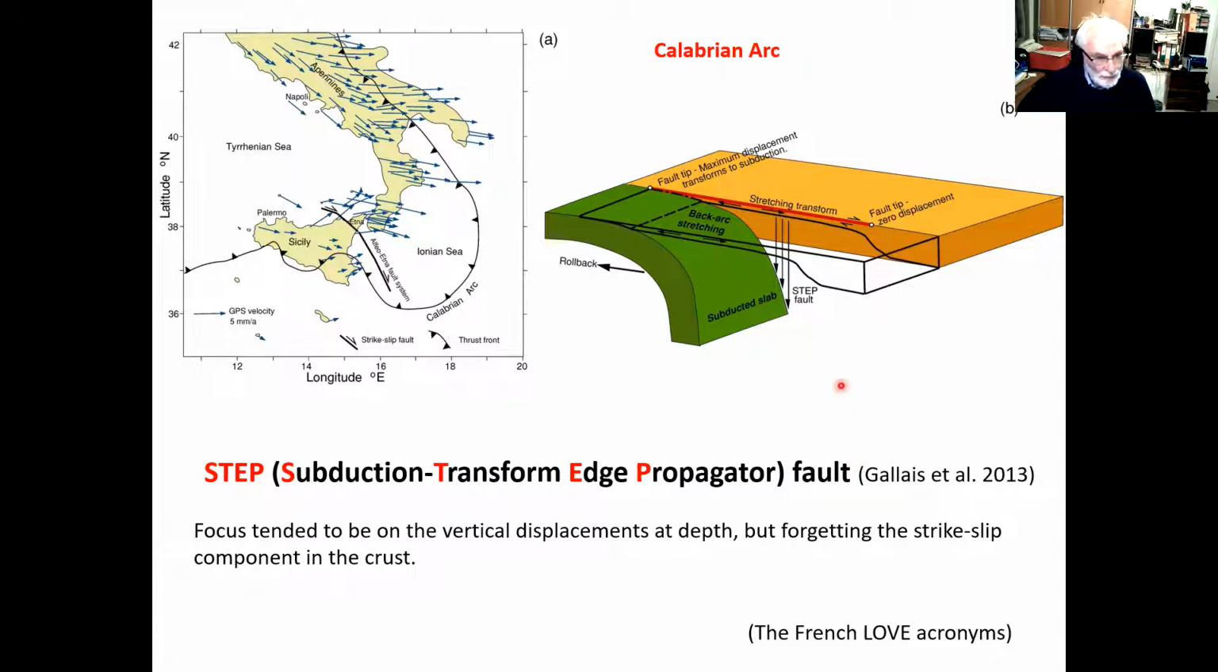Now, this kind of fault has been given the name STEP fault, which means a subduction, transform, edge, propagator fault. A STEP fault. It's quite a mouthful, and it was, of course, invented by French geologists. The French are always in love with acronyms. They absolutely love their acronyms. So that's a term that they use to describe this particular kind of disjunctive faulting between stretching lithosphere and relatively non-stretching lithosphere.